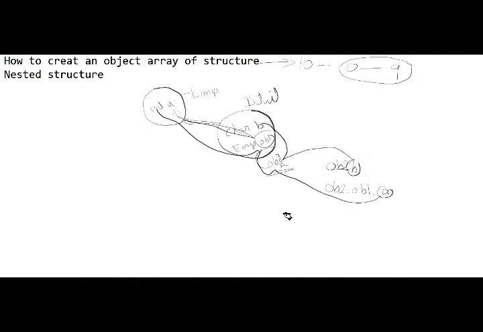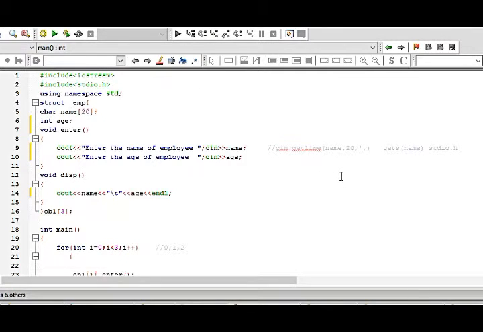Now I will show you the program, how to do these things. Yes, sure. Today, as I mentioned in the previous one, I will be showing you how to create an array of a structure. Now simply see, I have created one simple structure with employee and I have given two values, a character name and an integer.